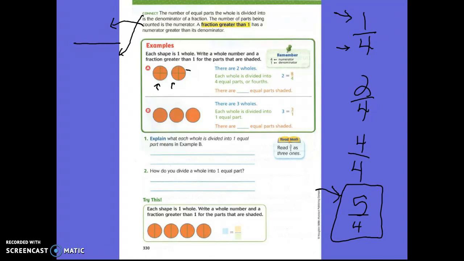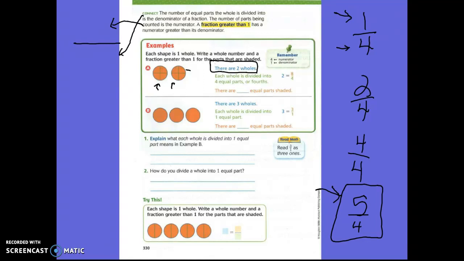Okay, the whole number is what? No, the whole number. Whole number is just the number. So what is the whole number for these circles? 2. It's 2, because there are 2 whole circles, right? Yes. Okay, so that's just the whole number.